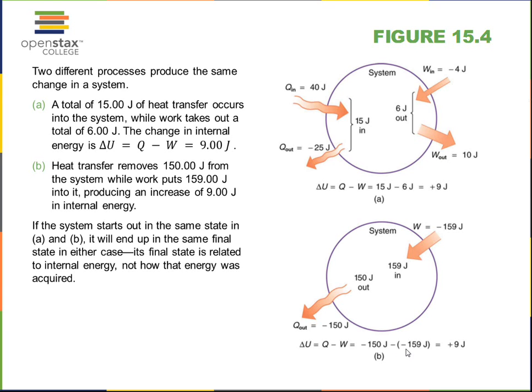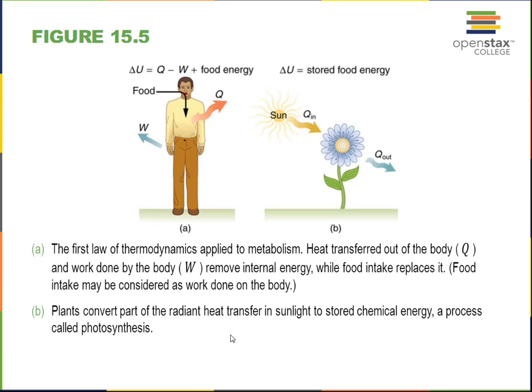The system is contracting. The volume's getting smaller. The work is minus 159. Double negative here makes this turn positive, and we have a net of 9 joules. The internal energy will increase by 9 joules. So delta U is Q minus W, a statement of conservation of energy. And things in the universe obey the law of thermodynamics.